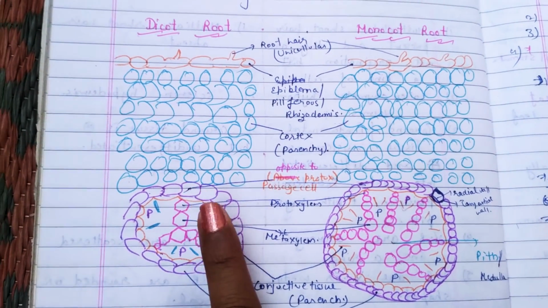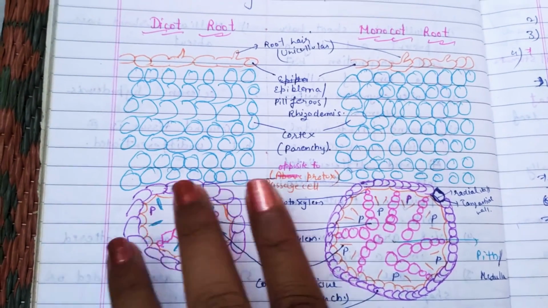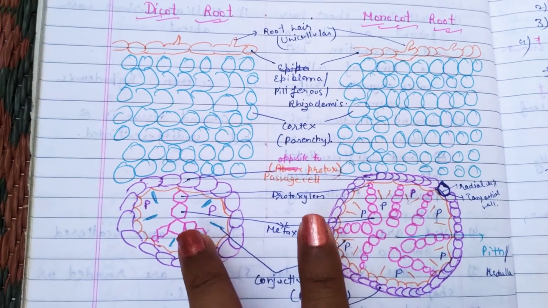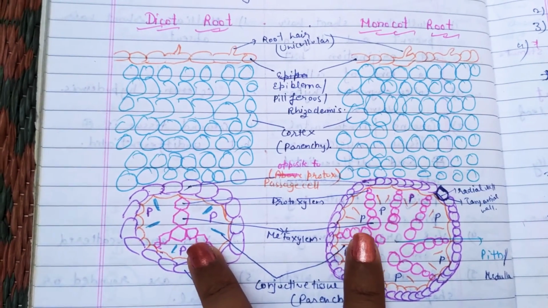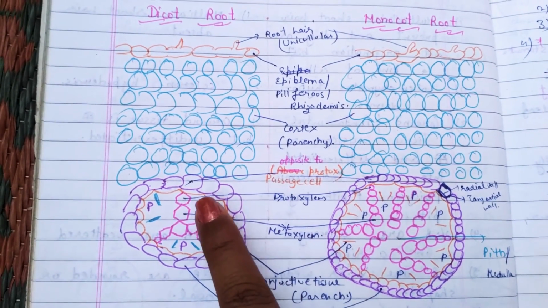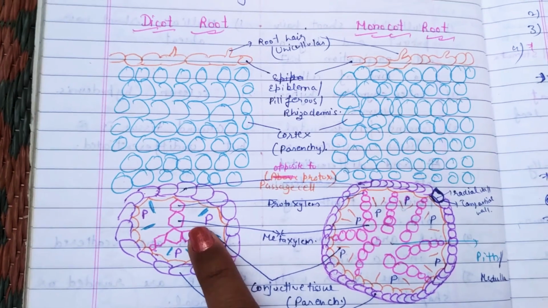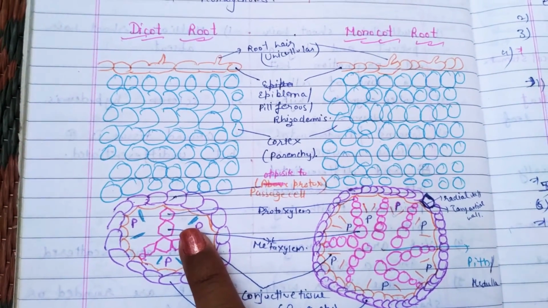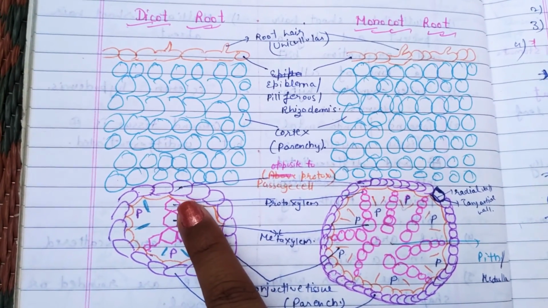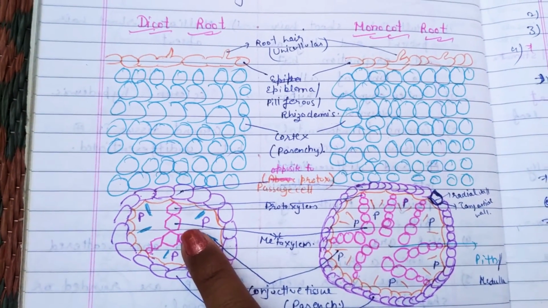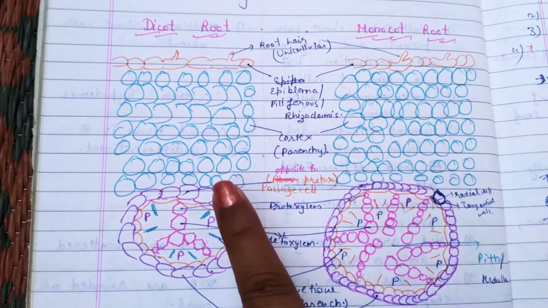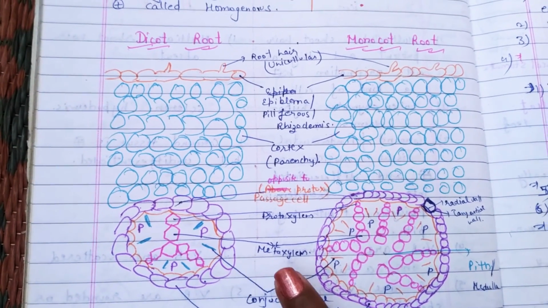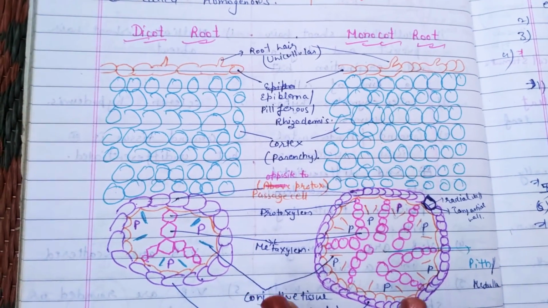You can see that in both dicot root and monocot root a special type of vascular bundle is present, meaning the protoxylem and metaxylem are of exarch type. Exarch type means they are centripetal in nature, meaning protoxylem lies toward the periphery and metaxylem toward the center. So in the dicot root and monocot root exarch vascular bundles are present, but in dicot stem and monocot stem endarch vascular bundles are present.